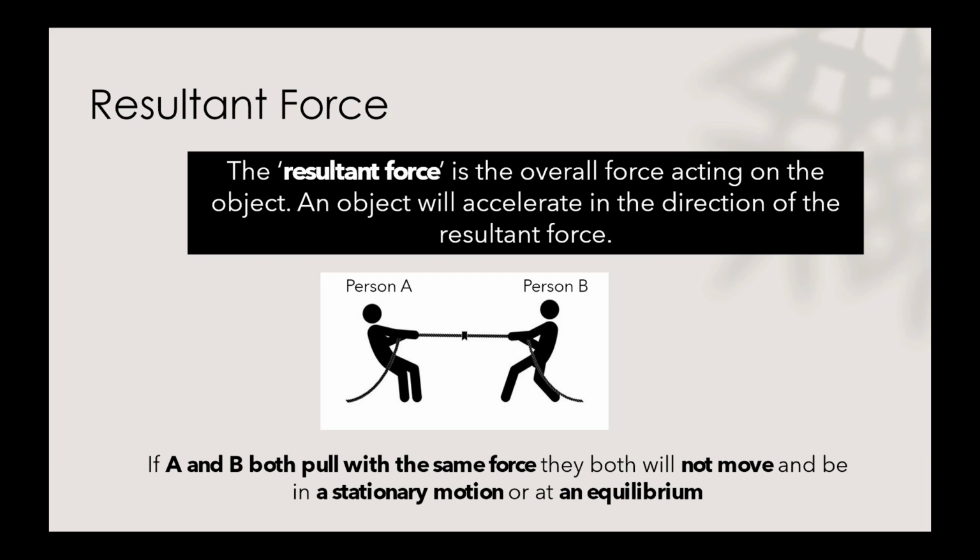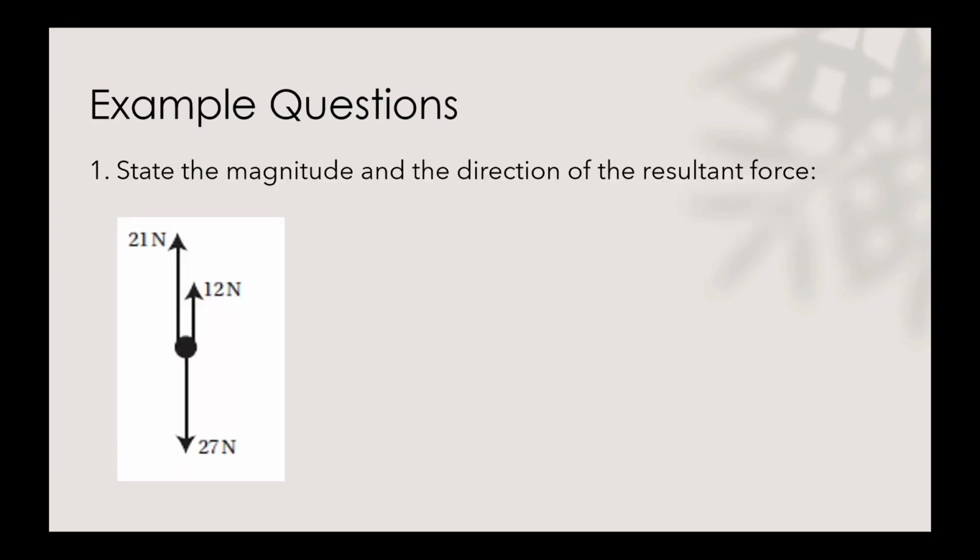The word equilibrium is really important, so make a note of it. It is when you have forces pulling in all kinds of directions with the same force. It's worth noting that commonly in mechanics questions, a question will either give you A and B and ask you to find the resultant force, or they will give you A and the resultant force and you have to find the force of B, or they will give you B and the resultant force and you need to find A. So let's have a look at some example questions.